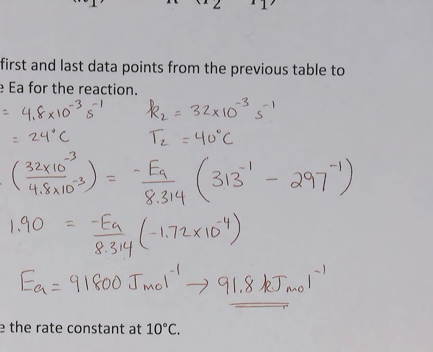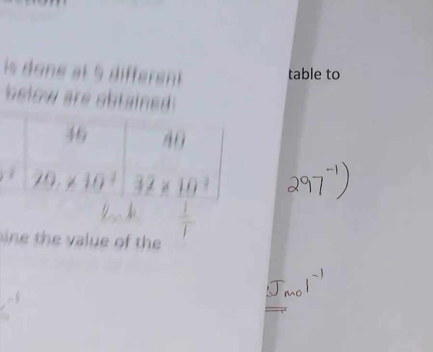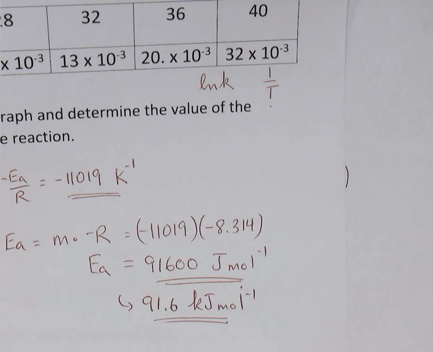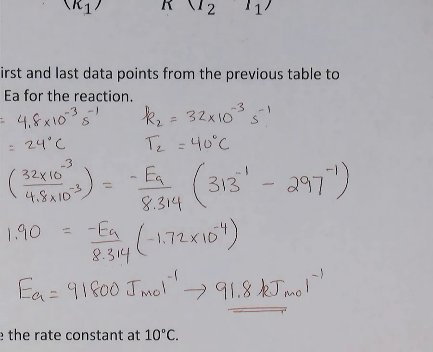And notice when we compare that, it's very similar to what we got graphically, 91.6. The reason they're so similar is because the data was so perfect. The line was perfectly straight.